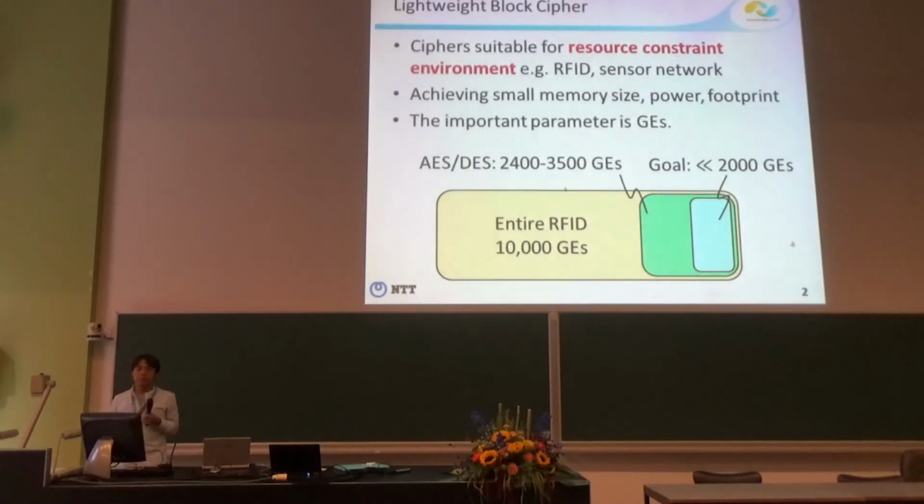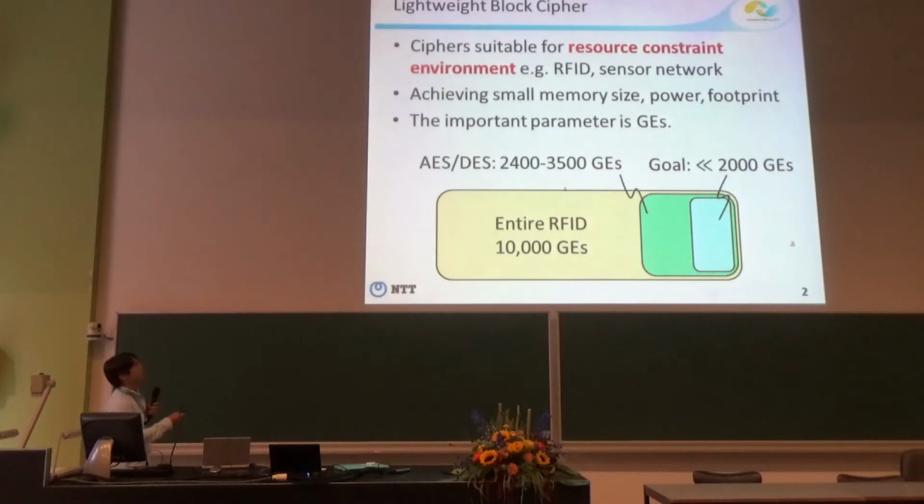Okay, so lightweight block cipher means ciphers suitable for resource-constrained environments like RFID or sensor networks. Achieving small memory size, power, and hardware footprint is the goal of lightweight ciphers. And the important parameter is gate equivalents. According to the design of ANU, the entire RFID is usually equipped with 10,000 gates. So the issue is how much of them we can use to ensure the security.